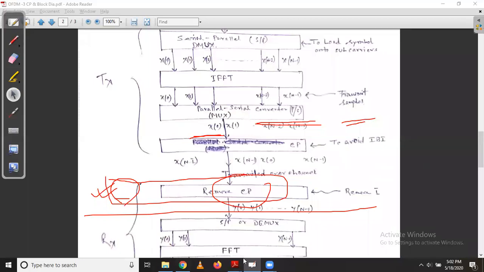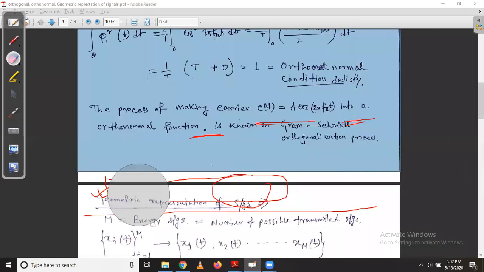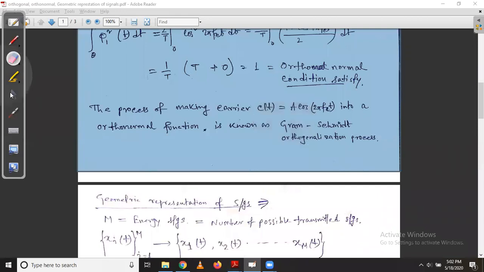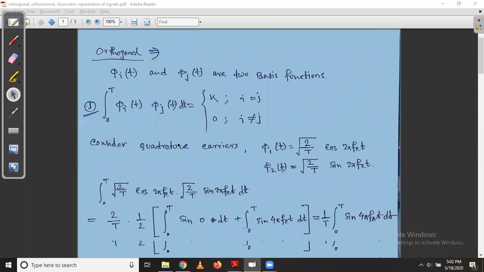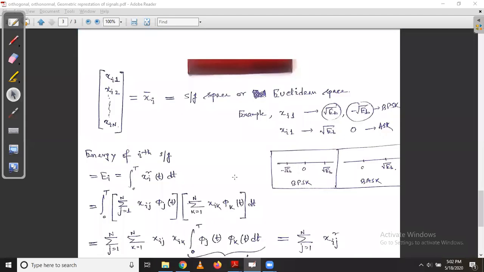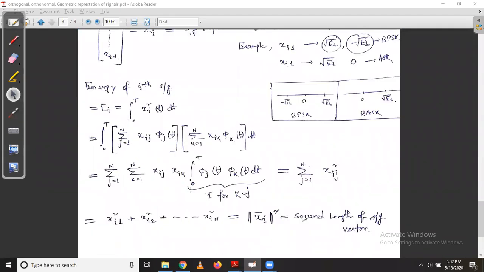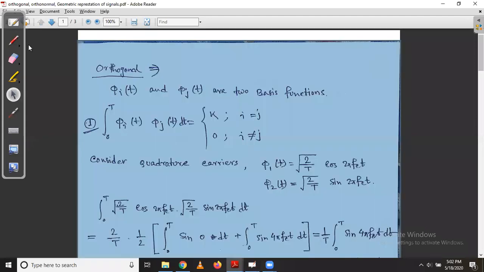Now after this we have one more discussion, that is module 2, not 3, module 2. In module 2, there are concepts of orthogonality and orthonormality, then the geometric representation of signals, and then one more thing, the Gram-Schmidt procedure. That we will discuss next. So today we are discussing this module 2.